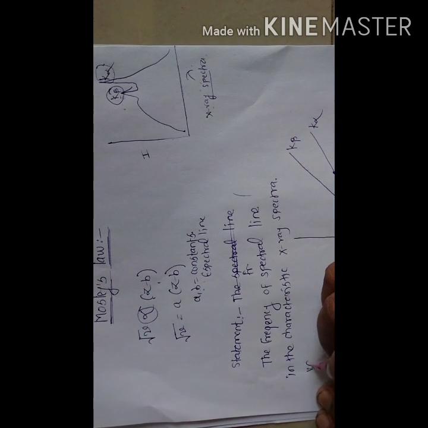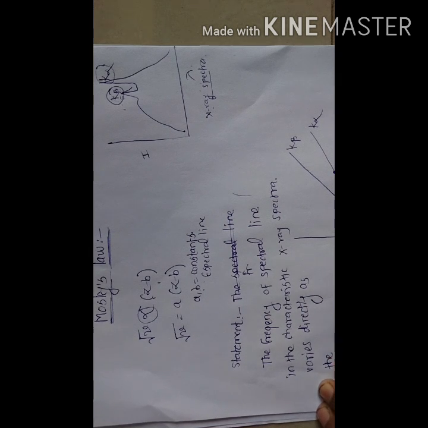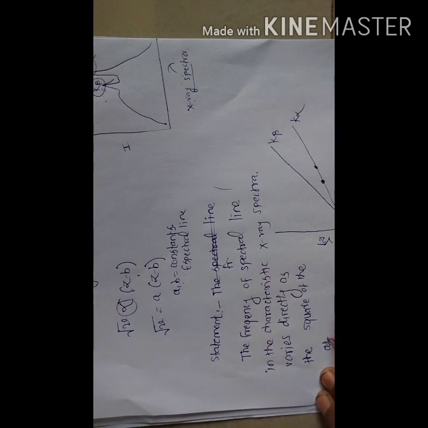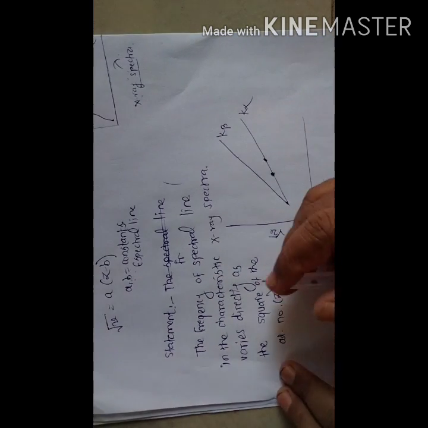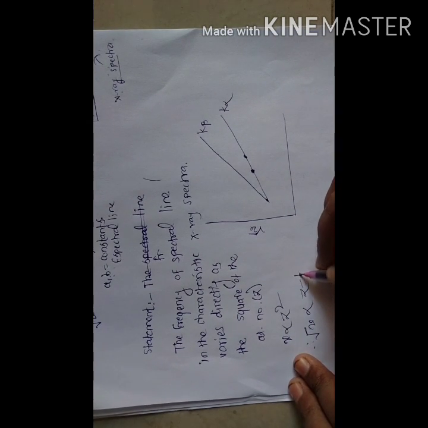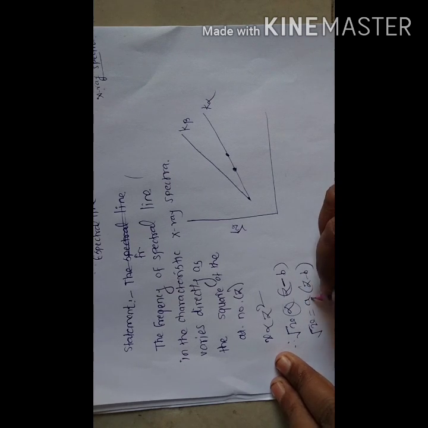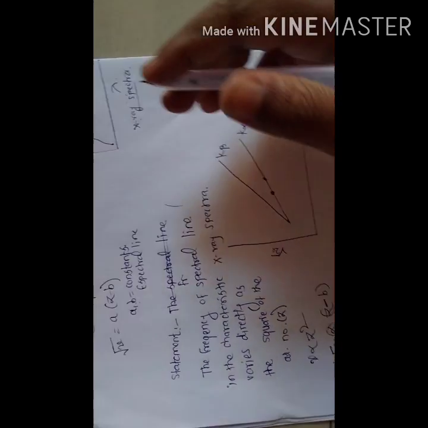In the continuous X-ray spectra, the frequency varies directly as the square of the atomic number Z. That means the frequency varies with Z squared. So the square root of the frequency is directly proportional to Z minus B. By removing the proportionality sign, I am writing Z minus B. These are the constants, which depend on which spectral line we have selected.